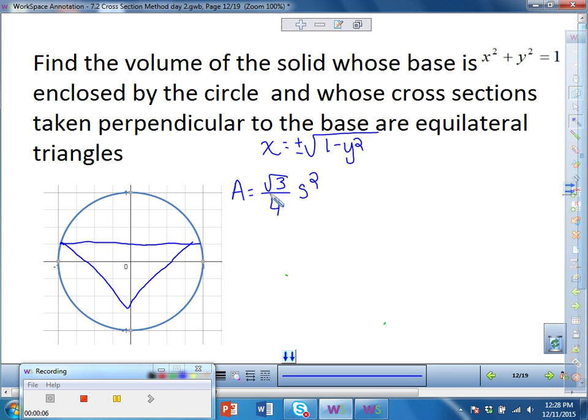Okay? What? In geometry? But you can prove it using Pythagorean theorem if you like, right, Wyatt? Okay. All right, so now that we have the area formula, we need to figure out what is s. How do we find s?